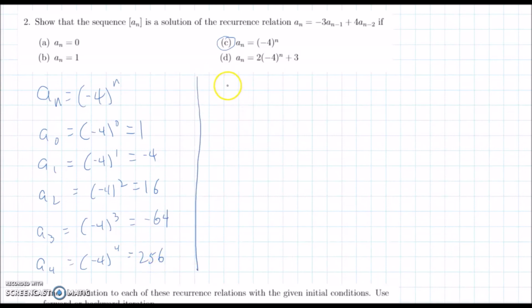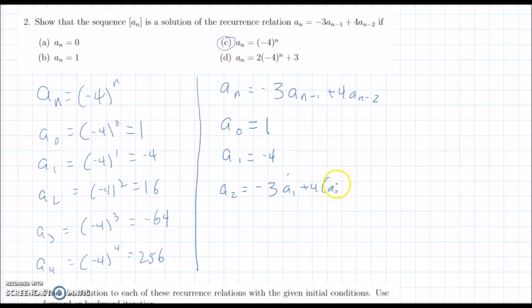So on this right-hand side, I'm going to write down the recurrence relation. So a_n is going to be -3a_{n-1} plus 4a_{n-2}. And since to do this, I need to know at least 2 terms, we'll start out by defining a_0 to be 1 and a_1 to be -4. And then for a_2, we can start looking at the recurrence relation. So this would be -3 times a_1 plus 4 times a_0, which will give us -3 times -4 plus 4 times 1. But that's 12 plus 4, which is just 16. Okay, so that one matches up.